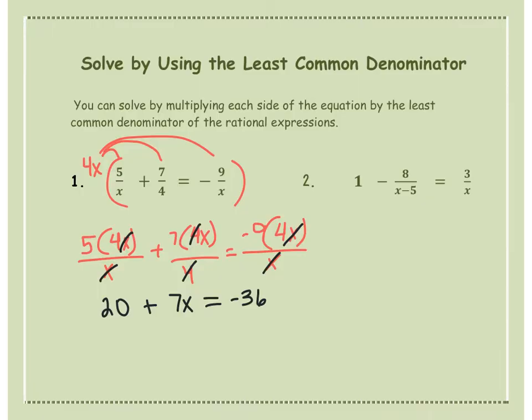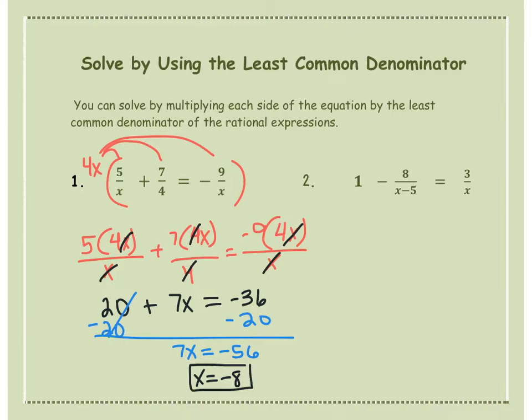Okay, so my next step is to get the x by itself. I'm going to subtract 20 from both sides. And I get 7x equals negative 56. I now divide by 7, and my answer is x equals negative 8.